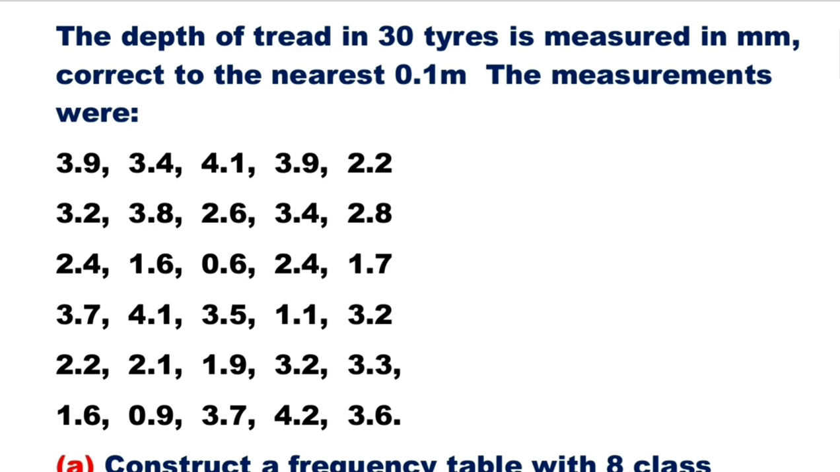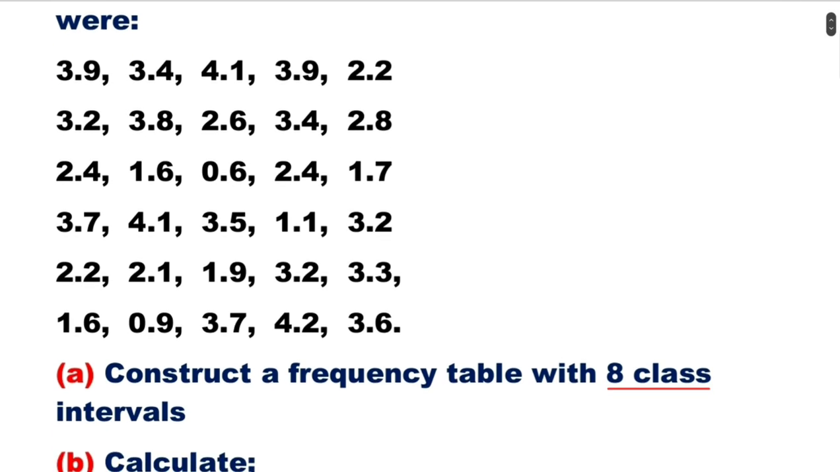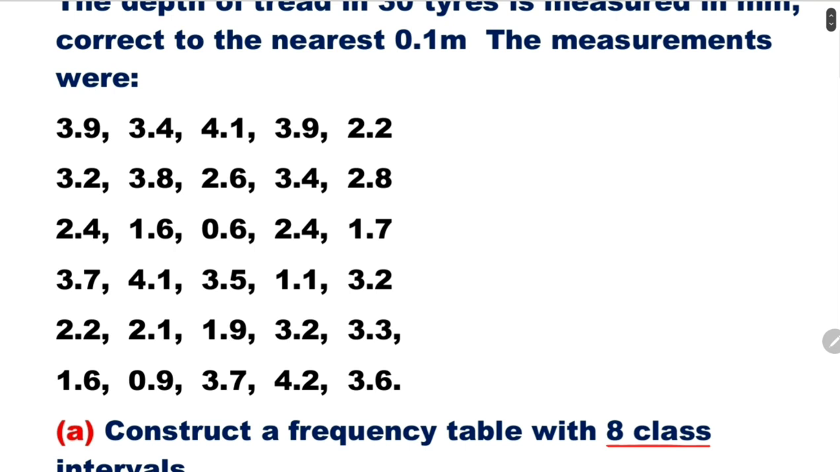Let's solve the question. The first thing in the question, given this distribution, is to construct a frequency table with 8 class intervals. You can see it here on the line in red. So what you do is pick the highest among them, which is 4.2, then pick the lowest, which is 0.6. So you say 4.2 minus 0.6, then you divide it by the number of class intervals that you are required to get, which is 8.